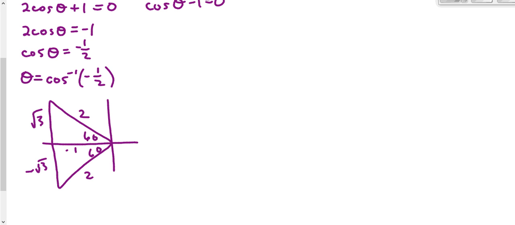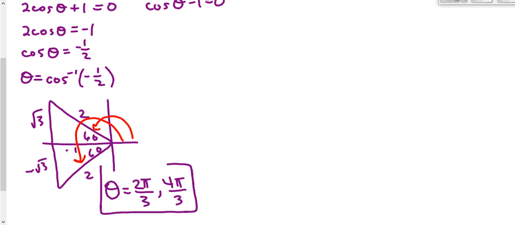So in radians, well, first in degrees, our answers are 120 degrees and 240 degrees. And in radians, those would be 2 pi over 3 radians and 4 pi over 3 radians. So there we have 2 of our answers.